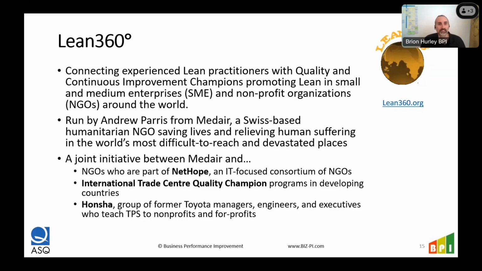Lean 360 is an initiative that was set up by MedAir. Some of you might know Andrew Paris. He's been working in the nonprofit sector for many years after a long stint with Lockheed Martin, and they are a humanitarian-based NGO. They go in after natural disasters and help try to fix the community and help people in need. And so with a couple other organizations, they've put together a coachee program that I've participated in.